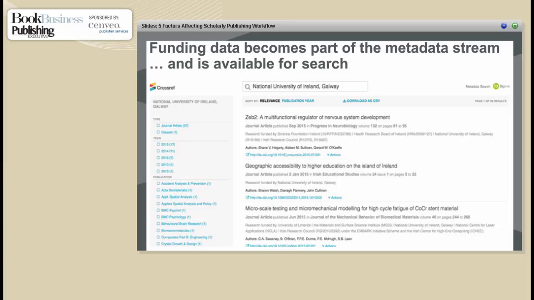And so here's a service that Crossref provides where you can enter the name of a funding body, in this case the National University of Ireland, Galway, and find the articles that were produced based on the funding supplied by that institution. And so this is the kind of thing that funders have been looking for a long time. It helps everyone satisfy the mandates that are out there. And in general, it just helps researchers and program managers and everyone else in the scholarly food chain do their work to mine through the data. So that's funding data.